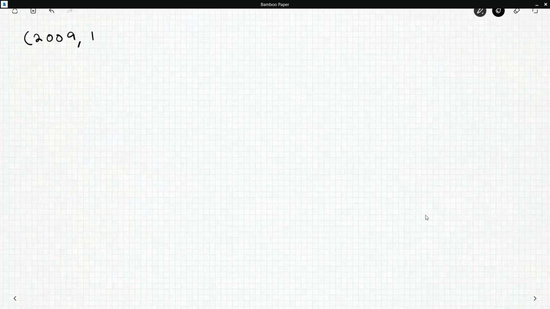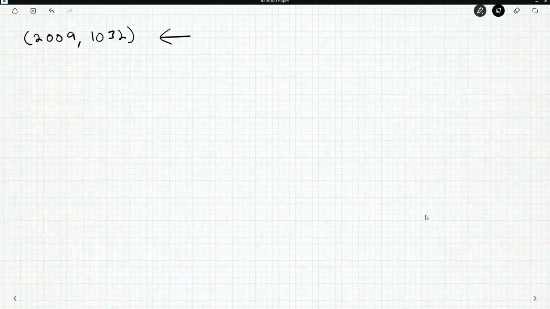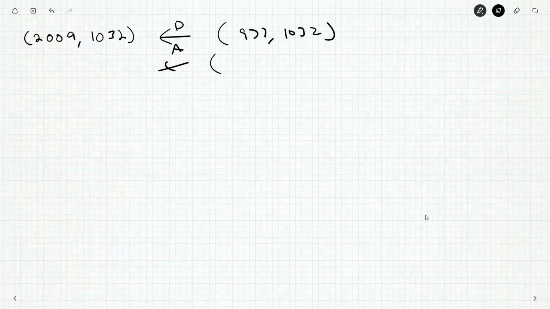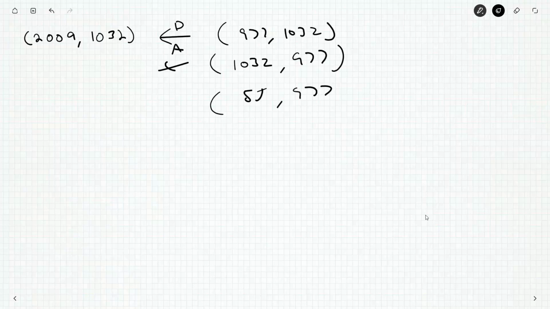Okay, and this one is 2009. What do we start with this time? 1032. So 2009 minus 1032. 977, 1032. Swap them around. I guess I'll keep writing these out. So 1032 minus 977 is going to end up being 55. So 55, 977.